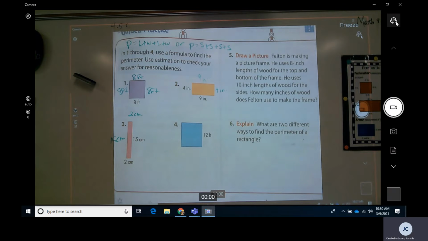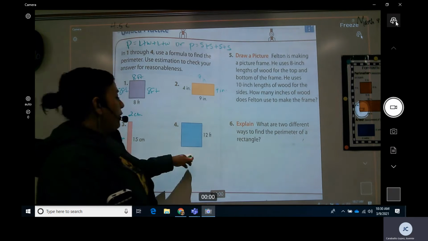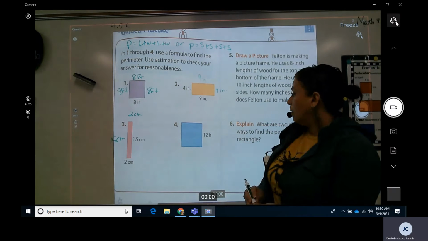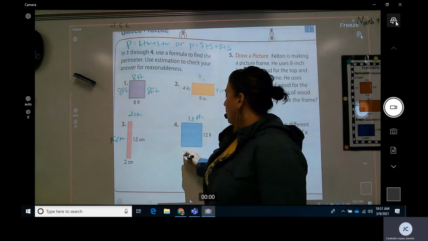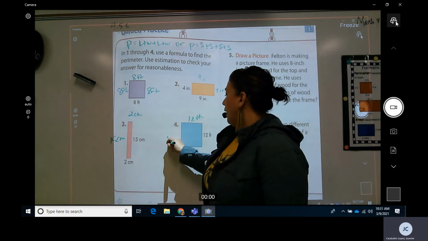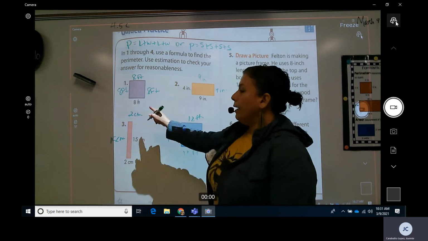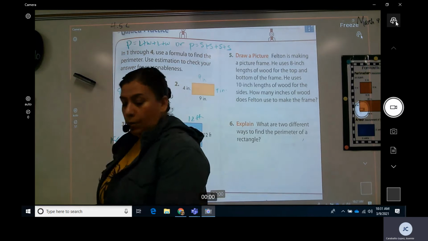All right. So on number 4, what kind of shape is it again? Square. It's a square. So my top is going to be 12 feet, my bottom is going to be 12 feet, and my side is going to be 12 feet. And now you're solving perimeter for all of them. Please do so.